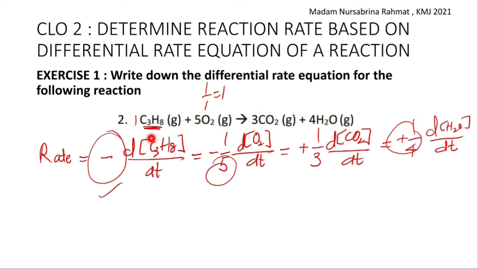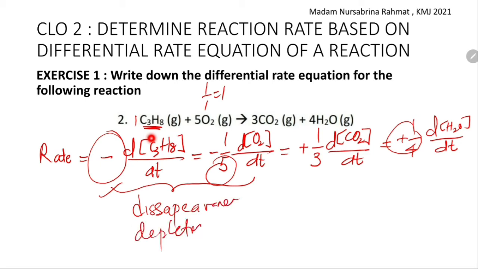So the negative one, which is for your reactant, sometimes we refer to as rate of disappearance, or sometimes depletion. Whereas the positive one is for a product, so rate of formation. Or sometimes they just consider it as the rate of reaction. So for example, oxygen is reacting at the reaction rate of, and so on. It's something like that.